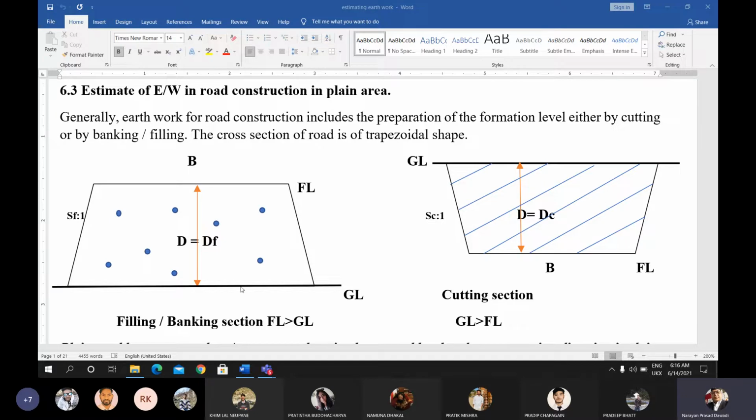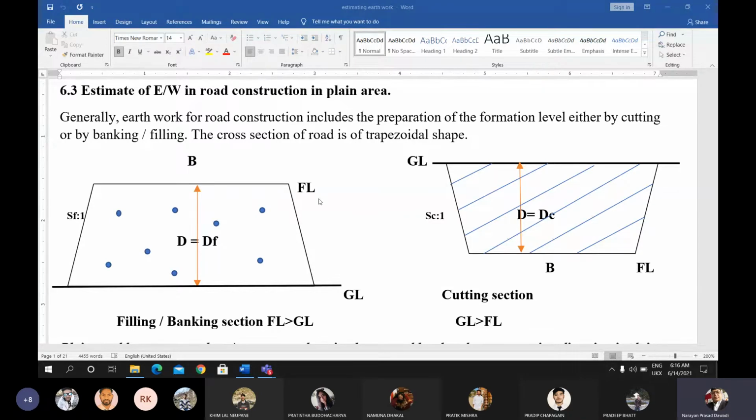Okay, and for the filling portion, the portion should be filled and made into a shape like this, the trapezoid, and you can achieve the formation level above the ground level after filling the ground level up to the formation level. Okay, this is for filling. Formation level must be greater than ground level. For cutting, ground level must be greater than formation level, or formation level is less than ground level.